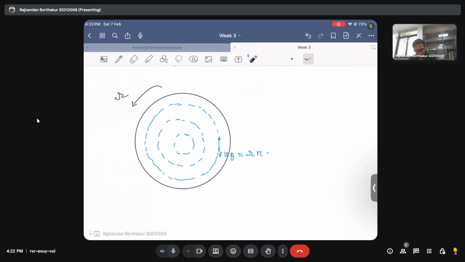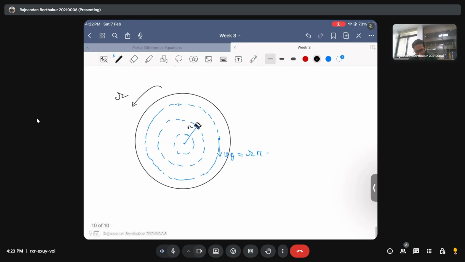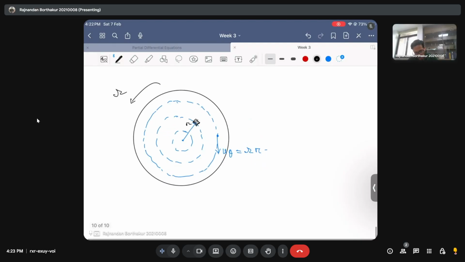This is what the direction of the velocity field would look like. What I'm trying to say is, at any radial location, let's say r, if I draw a fluid element, let's say this is my fluid element, maybe I now zoom in on this fluid element. This will look maybe something like this.